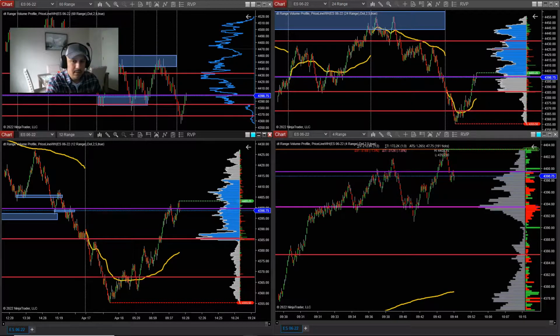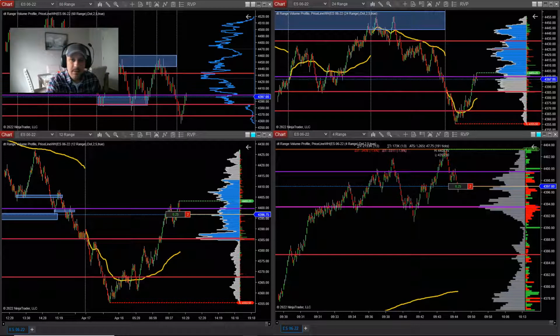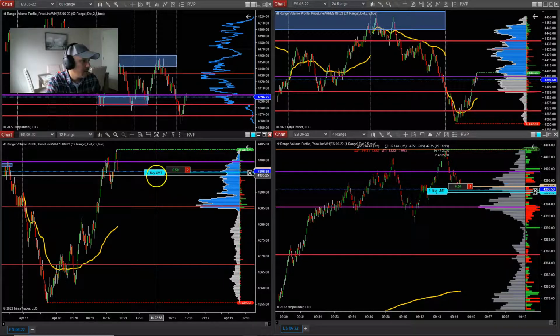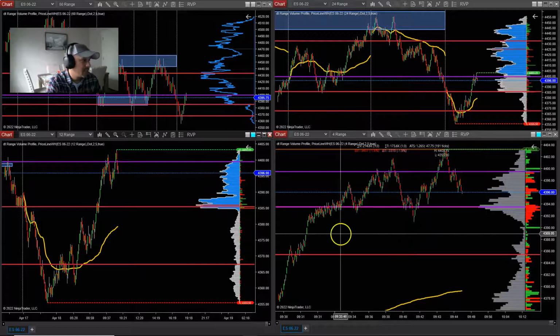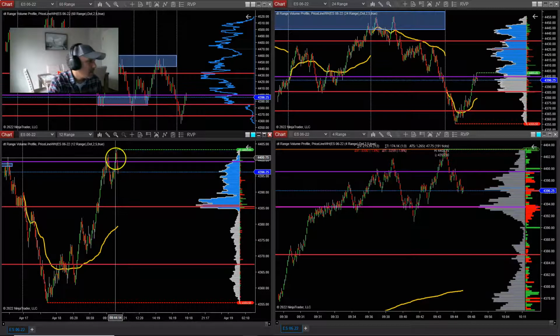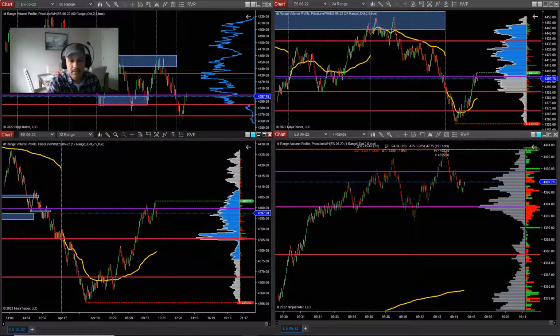I want to go going short real quick. Come on now. There we go. Quick scalp to the downside. Price came back down here. I said rejection here. Quick little scalp.